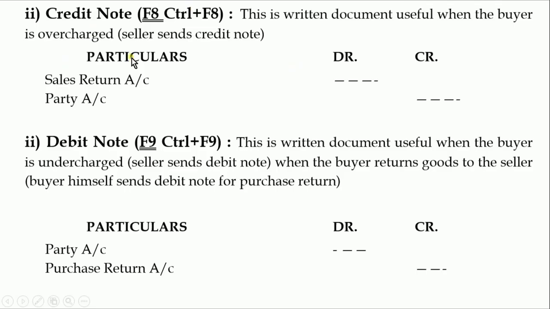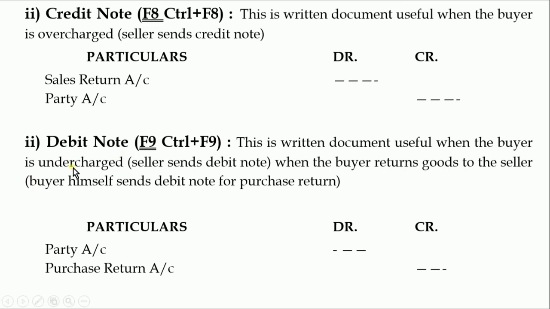Then the next one is debit note. Even this is a journal. Journal means non-cash transaction. Control F9. And this is a return document useful when the buyer is undercharged. Seller sends a debit note. Maybe you have charged a lesser amount to the customer, then the customer is undercharged. Then buyer returns goods to the seller. For that purpose also we will take the same thing. Seller sends a debit note. Debit note is related to creditors.